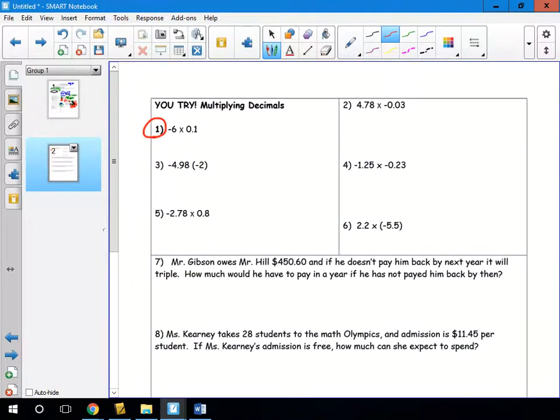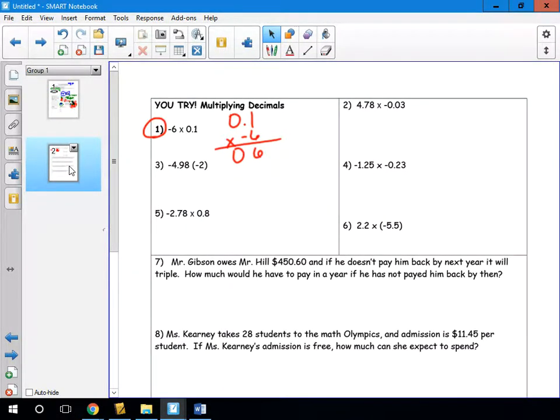So if we go back over to our notes, what did our step 1 say? The decimals do not have to line up. So I'm going to say 0.1 just because that has more digits. I'm going to put that on top times negative 6. Okay? Then what do we say? Step 2, we go back and we multiply just like we would multiply integers. Okay? So we do 1 times 6 is 6. 6 times 0 is 0.